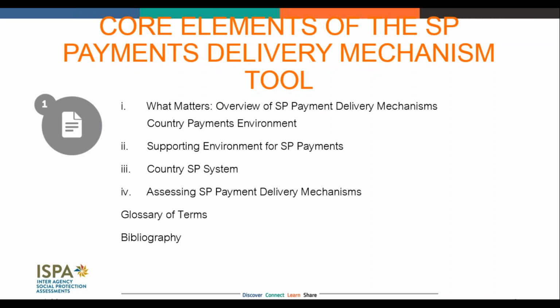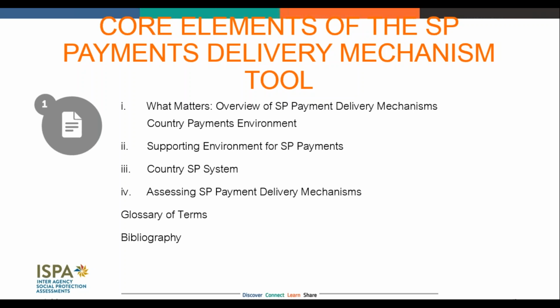Before I go into the content, I wanted to explain the different sections within the guidance note. The guidance note has 4 main sections. The first section looks at an overview of social protection payment delivery mechanisms, and it looks at the importance of payment delivery, which I will talk about further today. It also looks at the main methods of social protection payment delivery that are used internationally and the main components of a delivery mechanism.